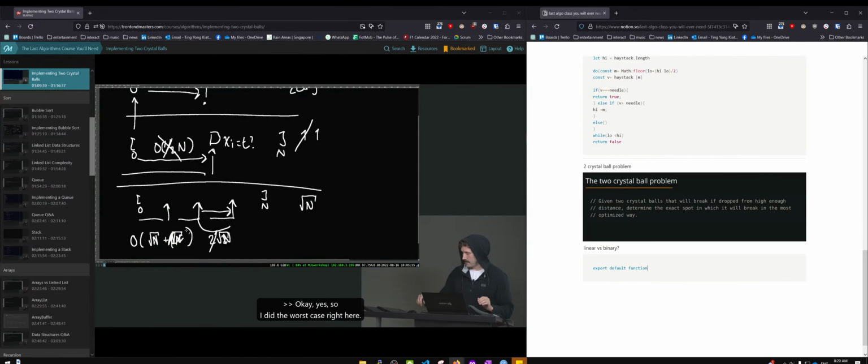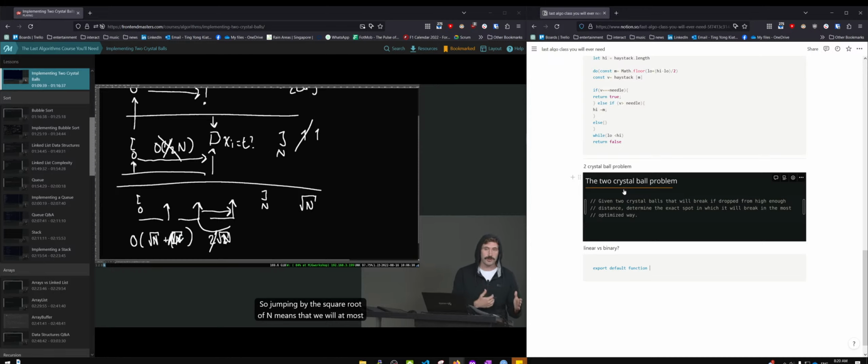Okay, yes. So I did the worst case right here. So here's why halving doesn't work. If you jump to your middle element and your ball breaks, what does that mean? Well, that means you only have 1 ball left. Therefore, you need to start from the last known good position, which is 0 in this case, and walk to half of n. Walking half of n is still linear time. We want to improve linear time. And so that's why it is better to jump by a different amount.